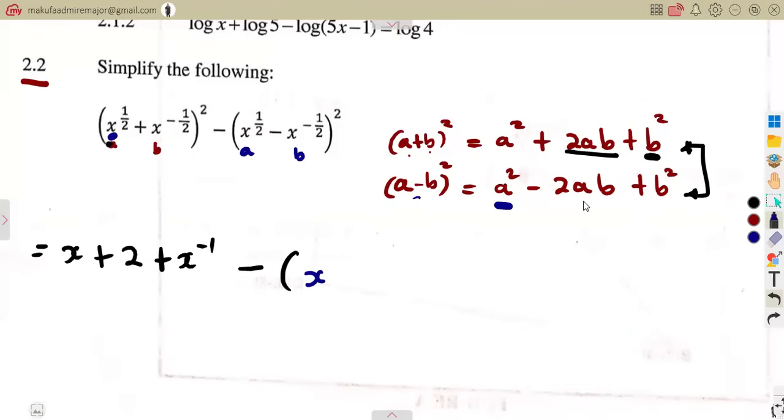Minus 2ab. So this one again is not going to change because these are the 2 terms, only that there is a minus this time. So it is going to be a -2. Plus b squared. This one also is not going to change. It's still the x to the power of minus half. So when you square it, it's going to be x to the power of -1.